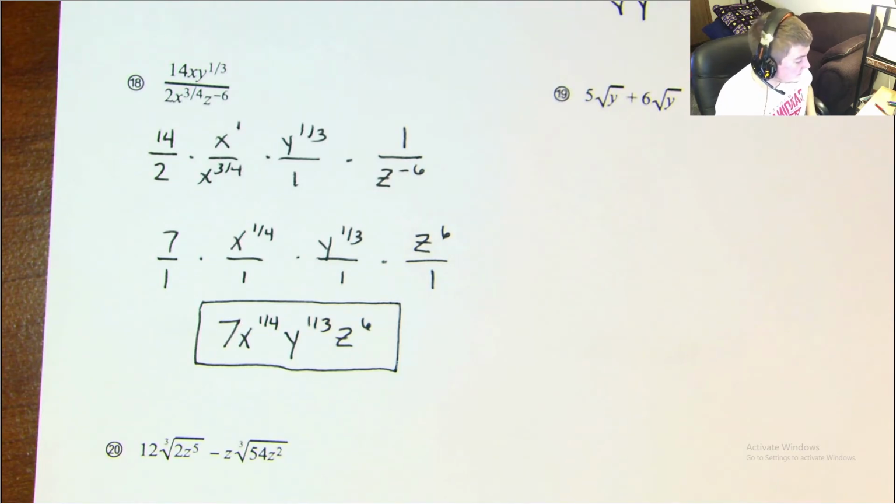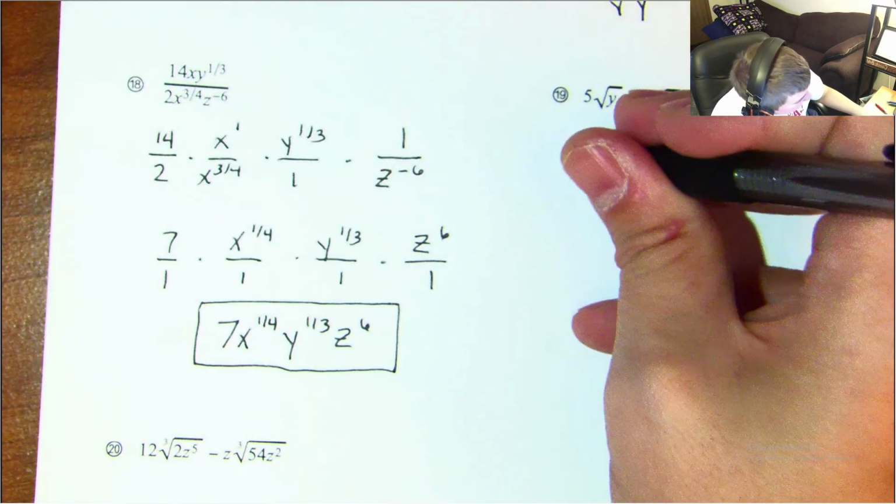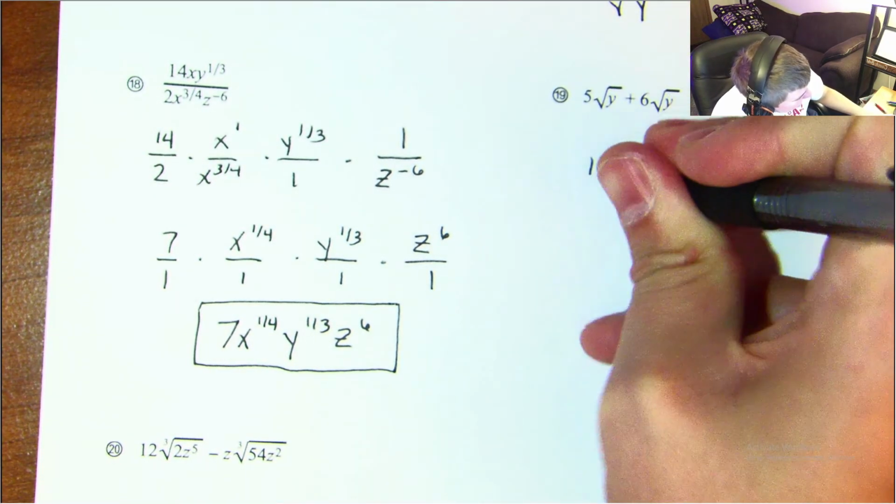Okay, 19. We have common square roots. 5 plus the square root of y plus 6 plus the square root of y. We just get to combine them. The radicands are the exact same with the same root. So this is just going to be 11 square roots of y.